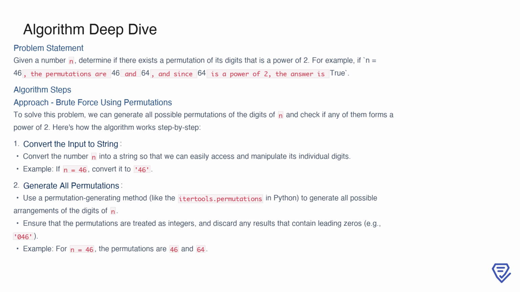Next, we need to generate all possible permutations of these digits. This can be achieved using a permutation generating method such as itertools.permutations in Python. Once we have the permutations, we treat them as integers and discard any invalid results, such as those with leading zeros. For example, for n equals 46, the valid permutations are 46 and 64.